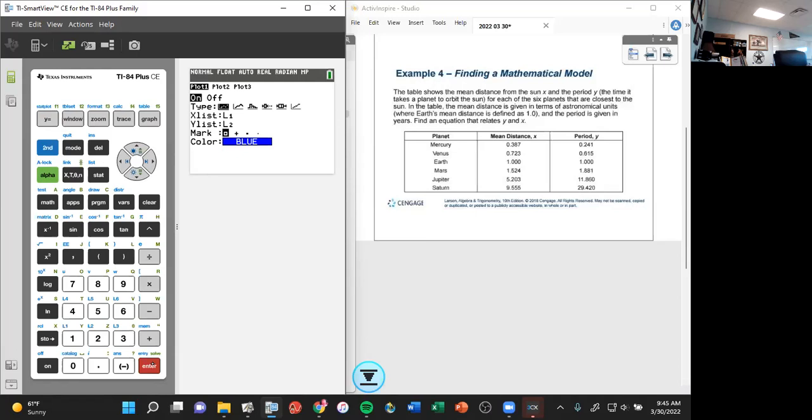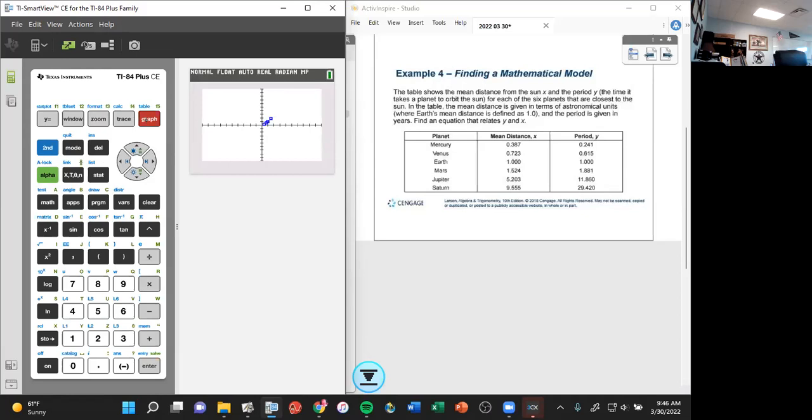Okay, so make sure that off is not highlighted. So now my on is highlighted. I'm blinking because that's where my cursor is. Type, the first one is a scatter plot. That's what I want to see. My x values are in L1. My y values are in L2. And I'm going to make a little square for each point. I'm happy with this. Okay, if I press graph, I see those points. Do those points appear to be a straight line?